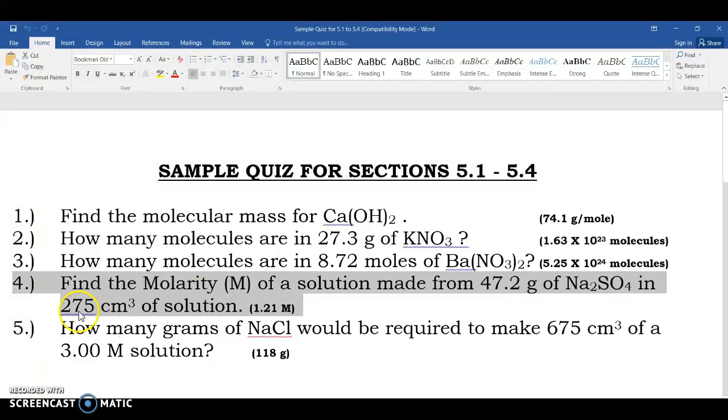In this case, our solution size is 275 cubic centimeters, and we need to convert that. But here's the 47.2 grams of our solute, and this needs to be changed to moles. So let's get started and see what we can do.